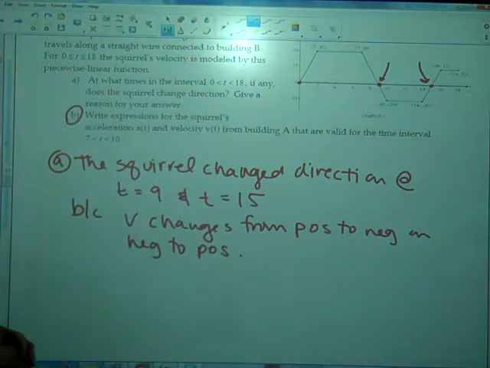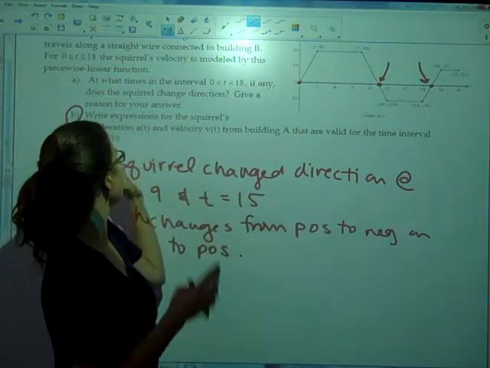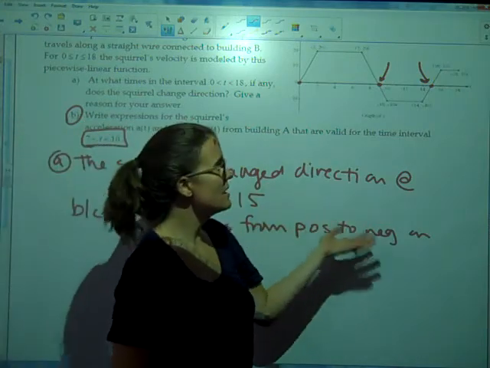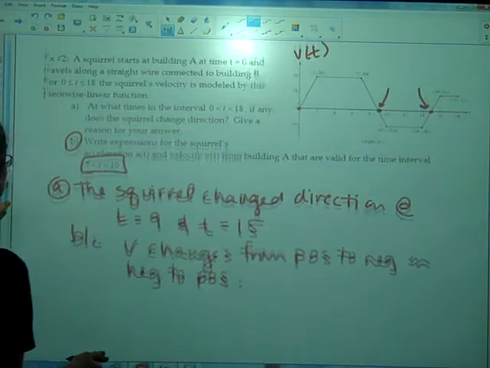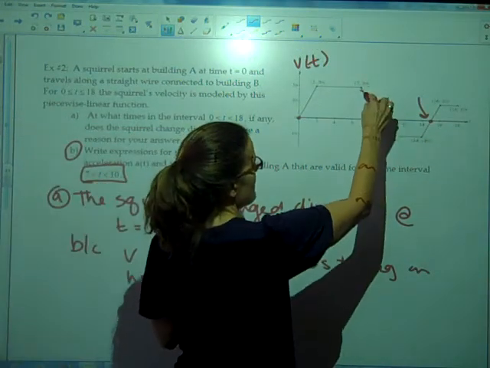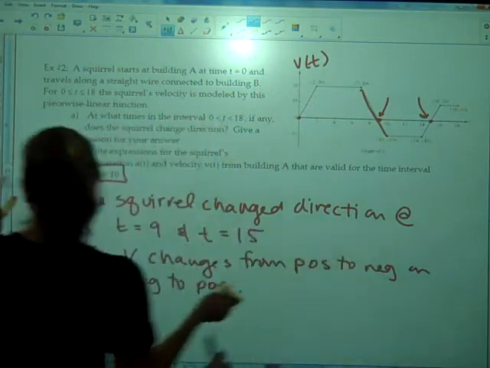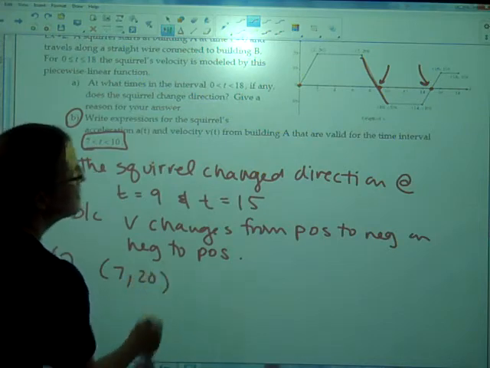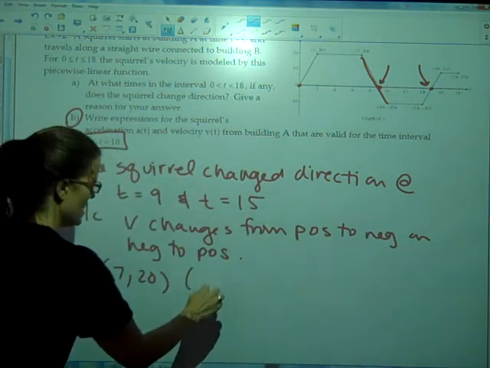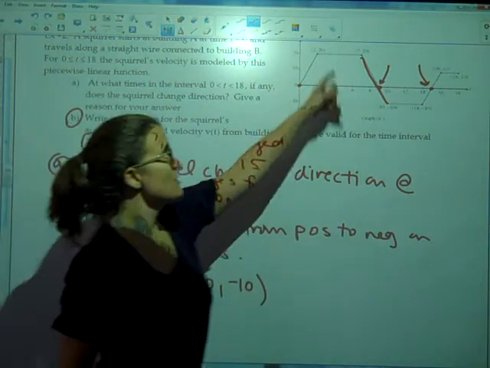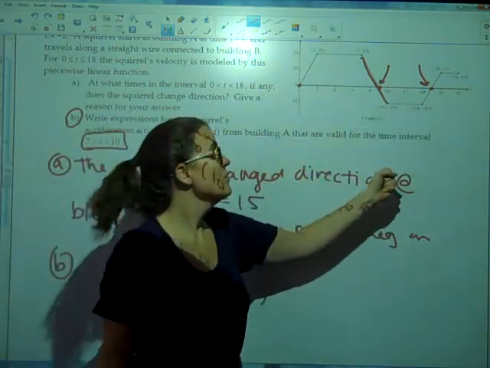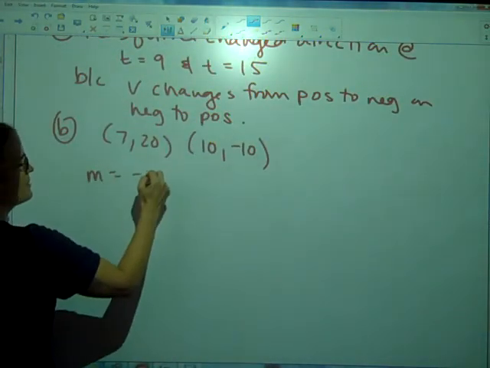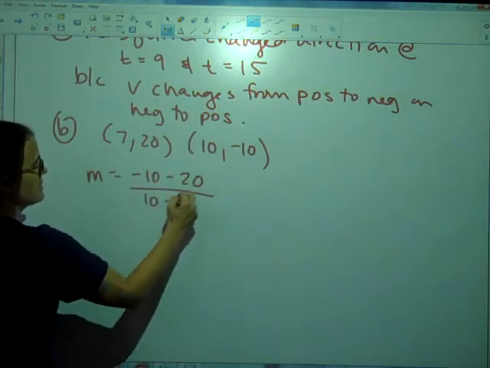Letter B, write expressions for the squirrel's acceleration and velocity from 7 to 10. So from 7 to 10, we want to come up with an equation of the squirrel's velocity and acceleration. So velocity, right, from 7 to 10, we're basically looking at this linear equation here, and we're given 2 points that it goes through, so it looks like we're going through 7, 20 and 10, negative 10. So essentially I need to figure out the equation of that line, and that would provide our velocity for that. So to find the equation through this line, I'm going to need to find the slope, right, so the slope would be negative 10 minus 20 over 10 minus 7.